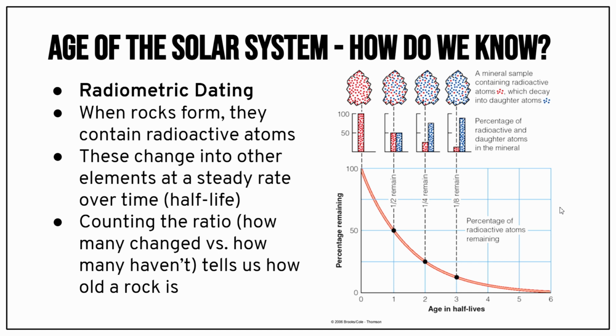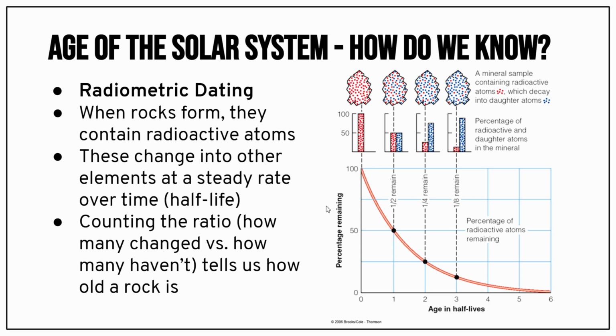We've got something called radiometric dating. We're going to talk a little bit more about this when we do geologic timelines and that kind of thing, and carbon dating and how that works. There's basically radioactive atoms in all of the rocks that we can find, and we're going to do radioactive dating to figure out how old they are. They have what's called a half-life.